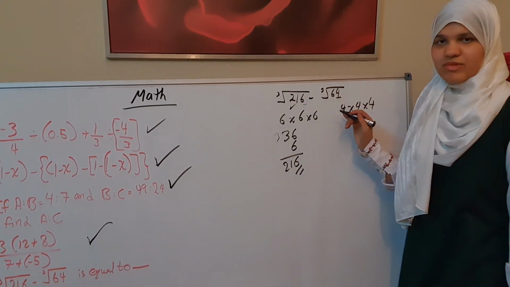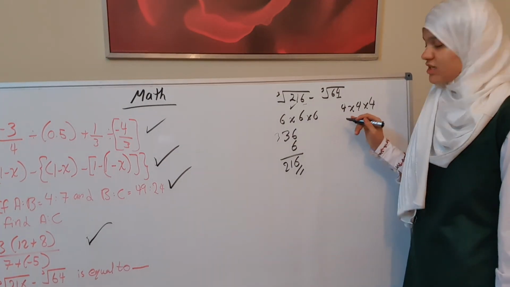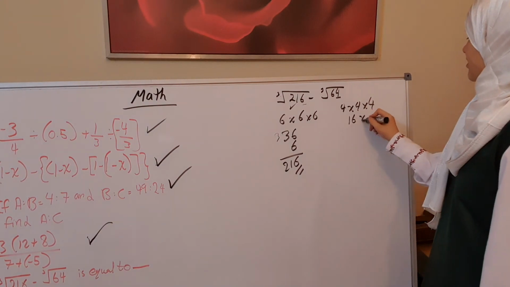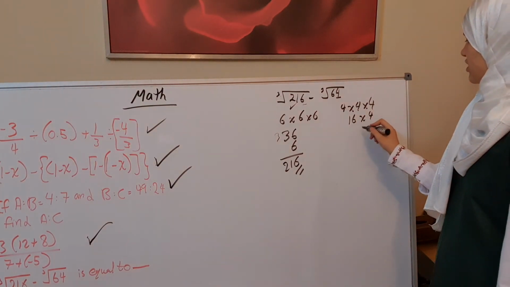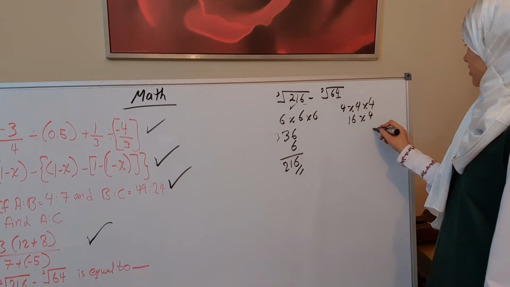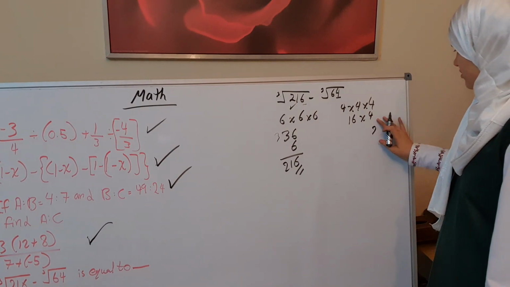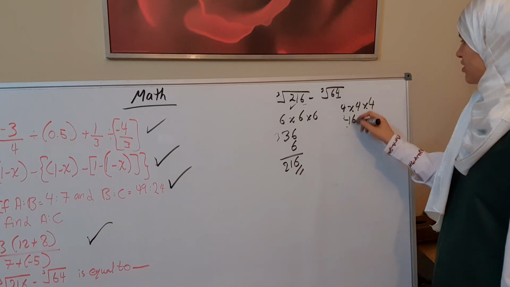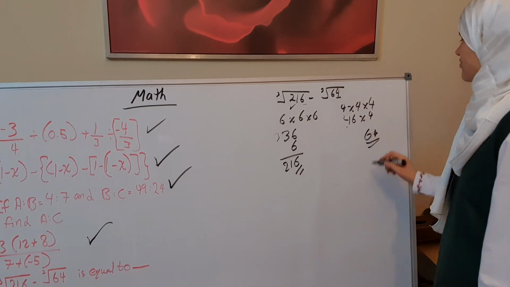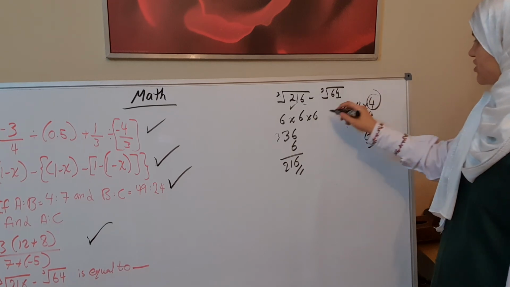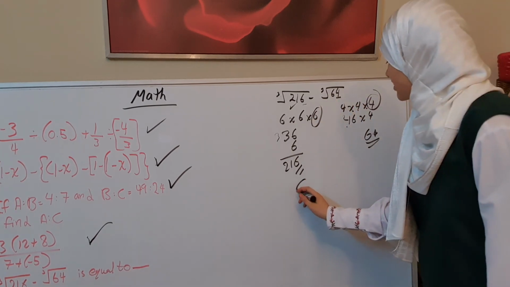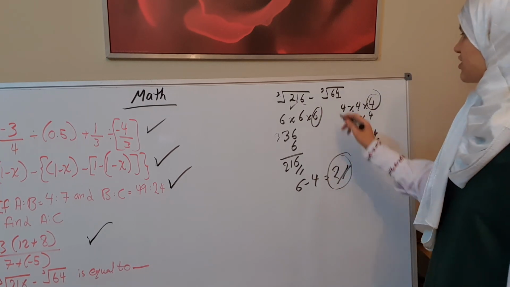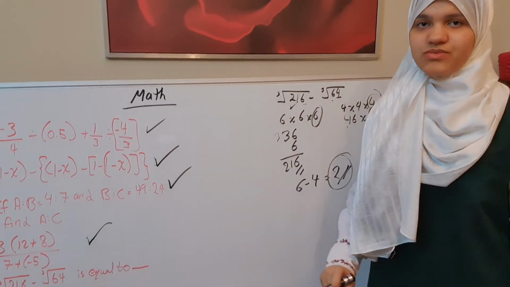The second number is 4 times 4 times 4. 4 times 4 is 16, and 16 times 4 is 64. That means also 4 is correct. It will be 6 minus 4 is equal to 2. So the final answer for this question is 2.